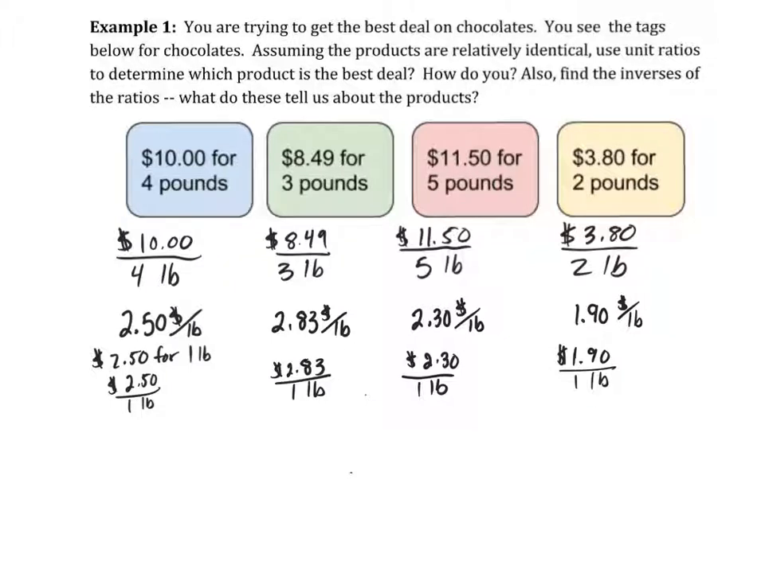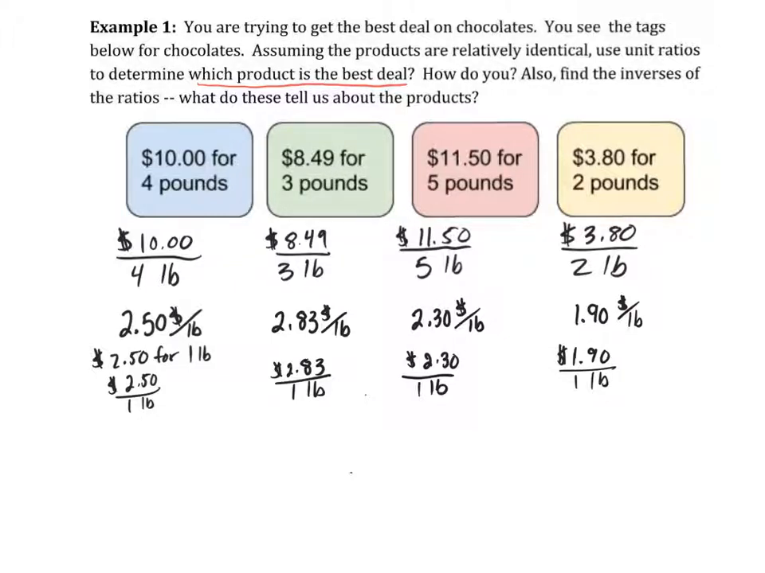For the next set of chocolates, it would cost me $2.30 per pound, and I got that just by dividing these numerals here, 11.50 by 5. And finally, the last tag, the yellow tag, we have $3.80 divided by 2 pounds gives me $1.90, and the unit is dollars for each pound. Now, if we wanted to address the question above, which product gives us the best deal, we need to think about this. Which one is going to be the best deal?